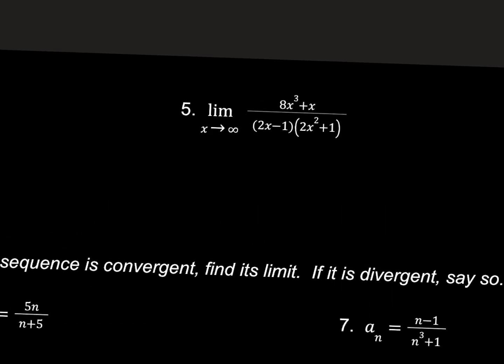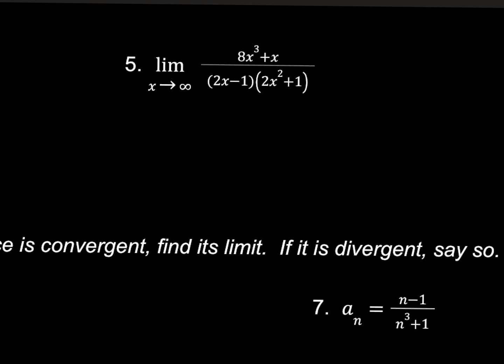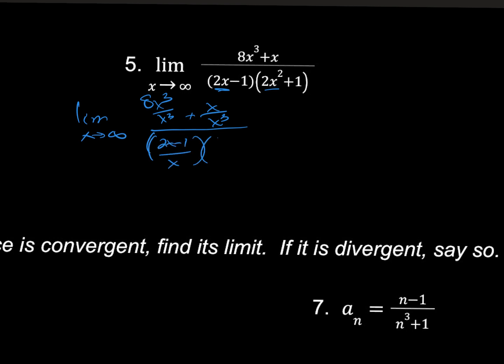All right, number 5, one more limit here. Same deal, the biggest exponent I see is an x cubed, so I'm going to divide all the terms up by x cubed. So I'm going to get 8x cubed over x cubed plus x over x cubed. On the bottom, I'm going to do something a little different because that one has 1x, that one has 2, and that is 3 altogether. I'm going to divide those up like 2x minus 1 over x and 2x squared plus 1 over x squared, because that does give me x cubed on the bottom. It gives me x times x squared, which is x cubed.